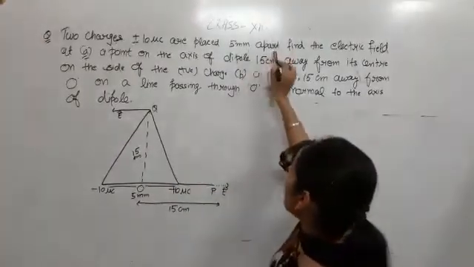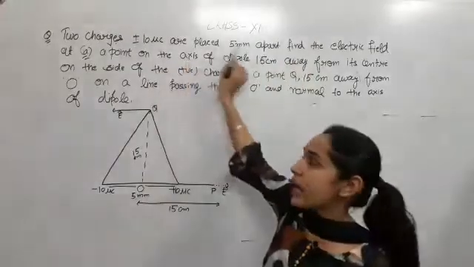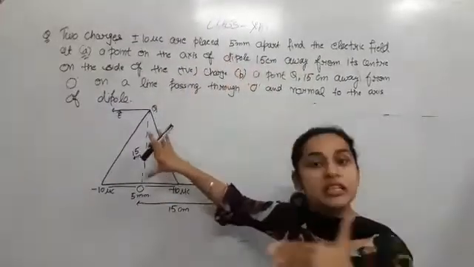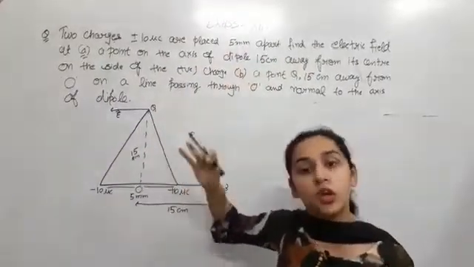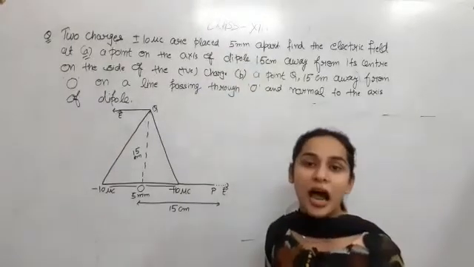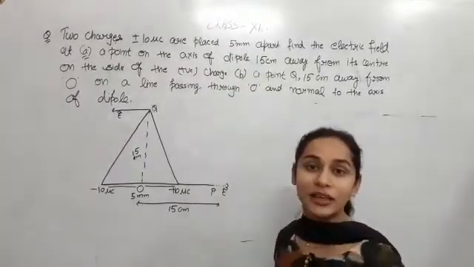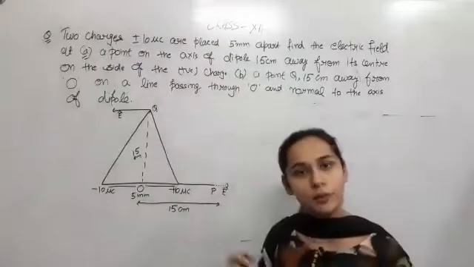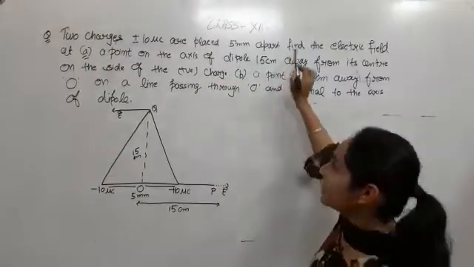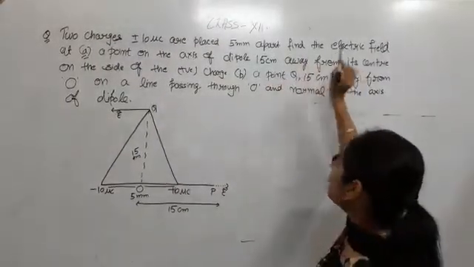Clear till here? After the first line is completed, though this diagram is given in the question, still if they are not giving it to you, you should be able to draw the diagram by reading the statement by yourself. Clear? Now the next line, find the electric field.